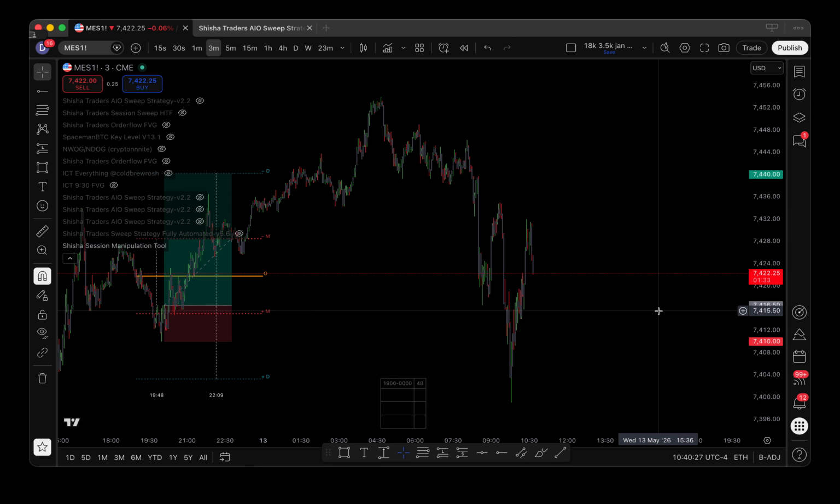If you're going to be doing anything, do it on a really tiny time frame, like 100 ticks, 5 second, 1 second, 15 second, that type of thing.